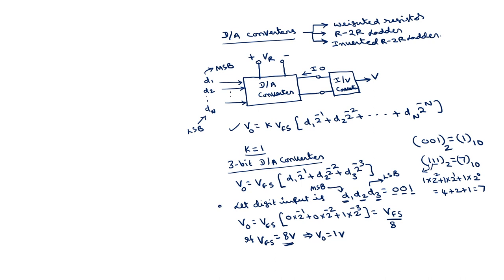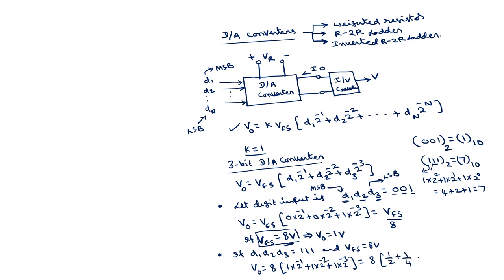If D1, D2, D3 is equal to 111 and VFS is equal to 8 volts, VFS we are fixing at 8 volts, then what will V0 be? V0 is equal to 8 into 1 into 2 to the power of minus 1 plus 1 into 2 to the power of minus 2 plus 1 into 2 to the power of minus 3. This is equal to 8 into 1 by 2 plus 1 by 4 plus 1 by 8. 8 is the LCM, so 8 and 8 get cancelled. The numerator becomes 4 plus 2 plus 1, which is equal to 7 volts.